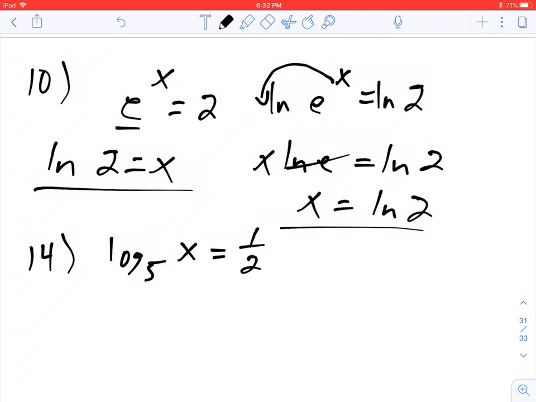And so you can see the base of the log becomes the base of the power, and the x and the 1/2 switch. So this becomes 5 to the 1/2 power equals x. Don't forget, the 1/2 power simply means the square root of 5. And we're going to leave it like that. You don't need to get a decimal answer. They didn't ask for it.